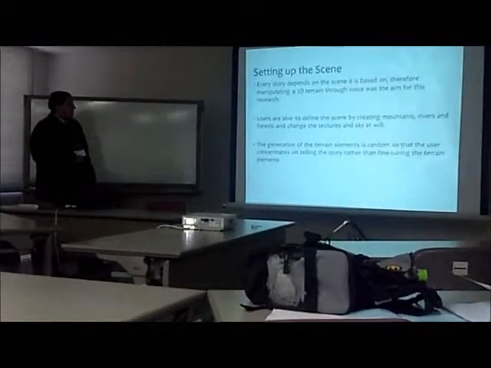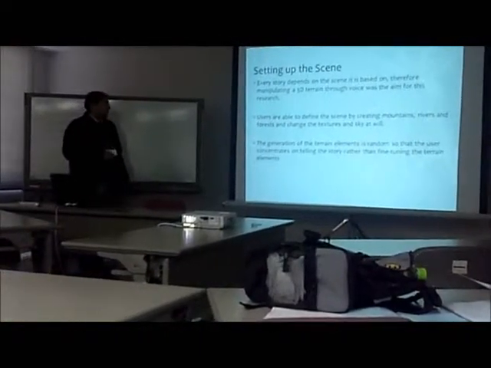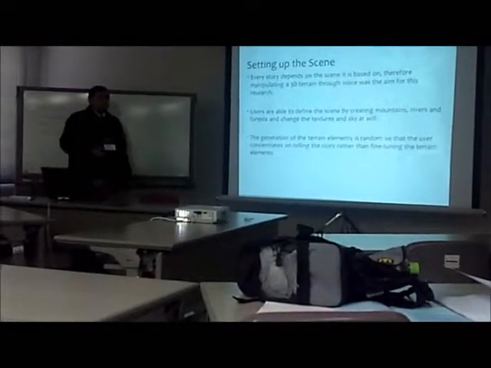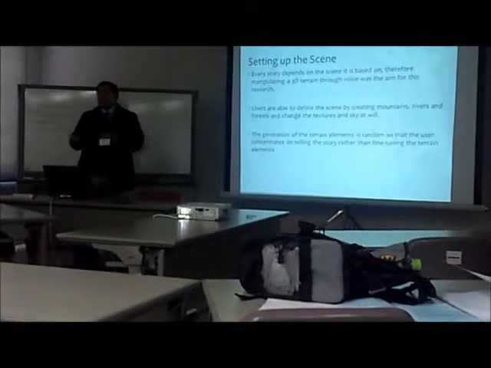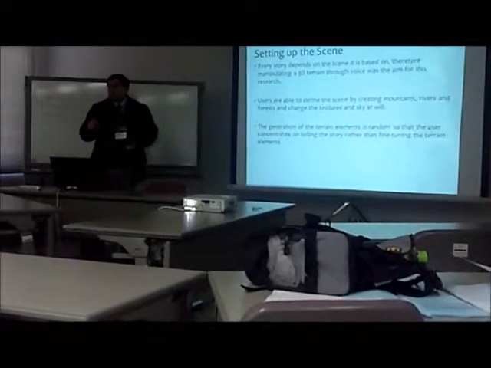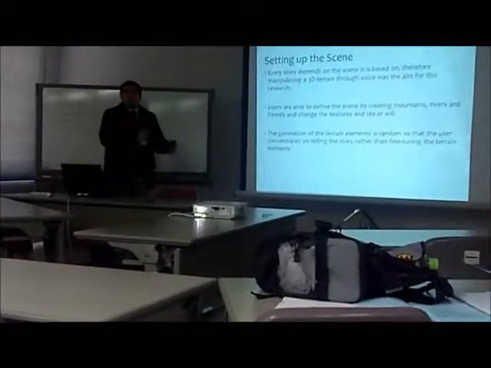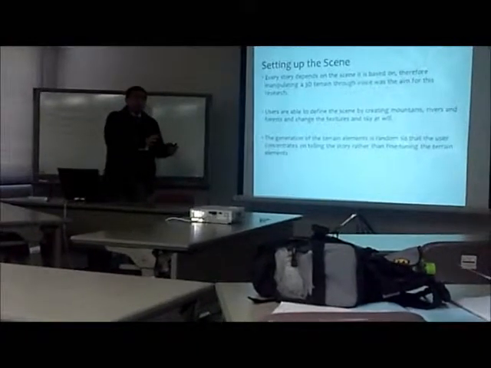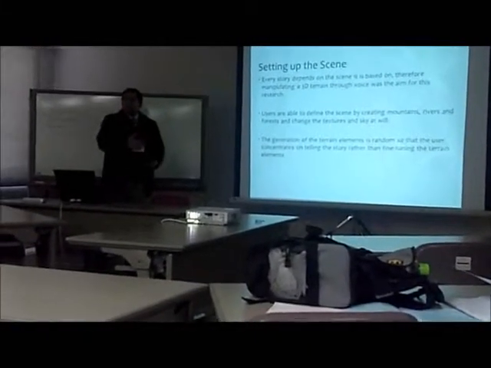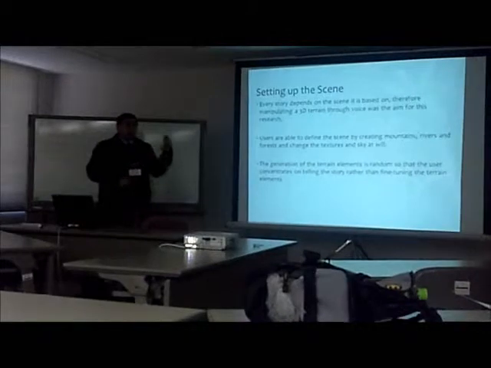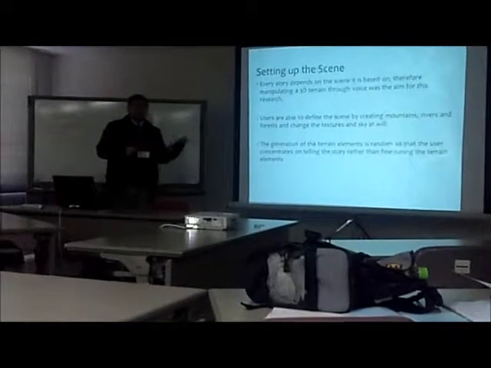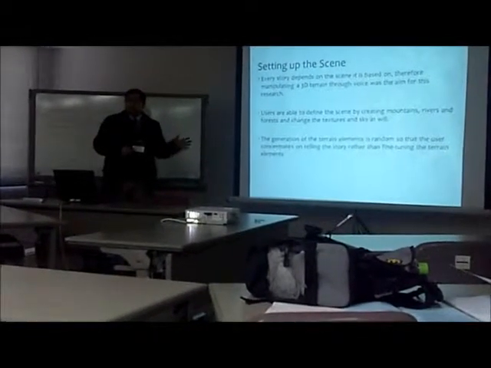So the user is able to define the scene by creating mountains, etc. The generation of terrain elements is random, so that the user considers telling the story rather than trying to do those terrain elements. Again, the idea is that different graphics creation software gives you the tools to fine-tune the terrain. If you are telling a story, you don't want to fine-tune a mountain, you don't want to fine-tune a river. You want to just tell your story so that there are no breaks. You just start telling your story, and it's generated automatically. Later on, I plan on putting in tools which will help you fine-tune the terrain generation as well. But currently, I'm not focusing on that.